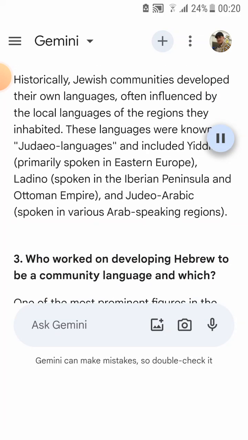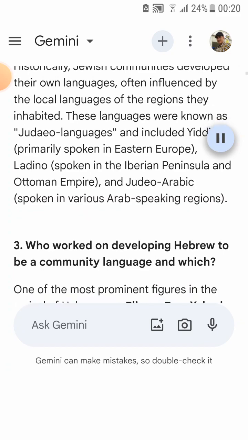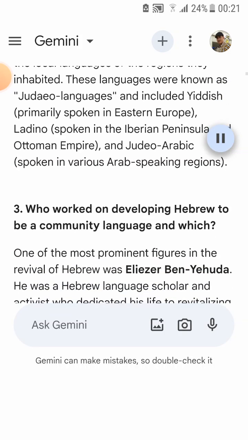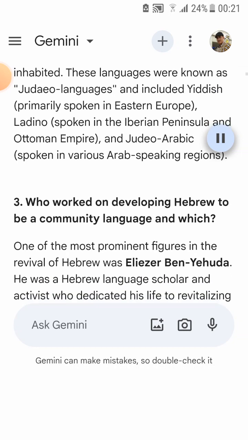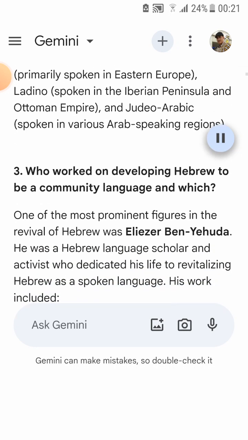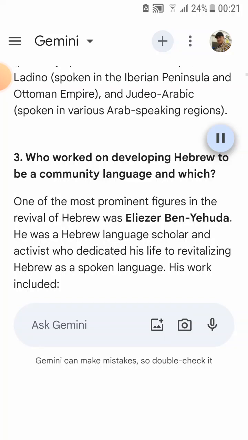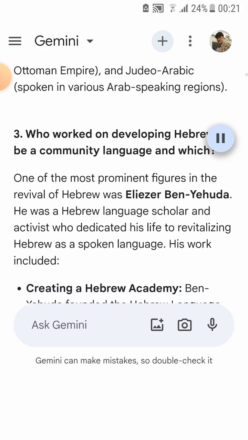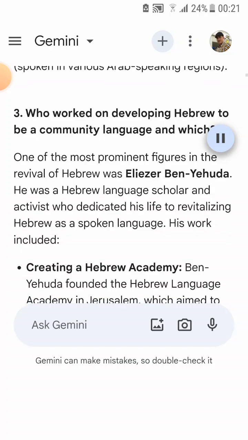Historically, Jewish communities developed their own languages, often influenced by the local languages of the regions they inhabited. These languages were known as Judeo-languages, and included Yiddish, primarily spoken in Eastern Europe, Ladino, spoken in the Iberian Peninsula and Ottoman Empire, and Judeo-Arabic, spoken in various Arab-speaking regions.